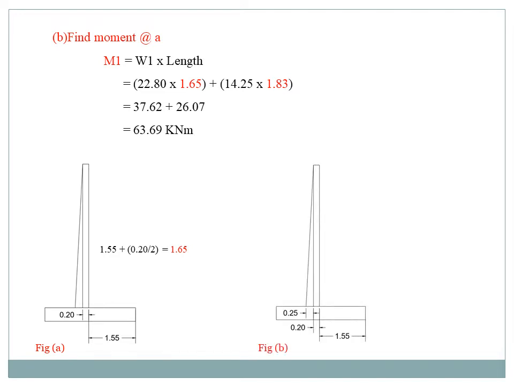See figure B, this is a triangular portion. So now 1.55 plus 0.2 plus 0.25 is the rectangular plus triangular portion base slab width. So 0.25 divided by 3, because this is a triangular portion. So you got the 1.83 value. So finally 63.69 kilonewton meter. This is M1.